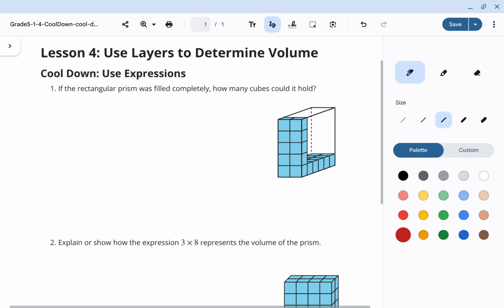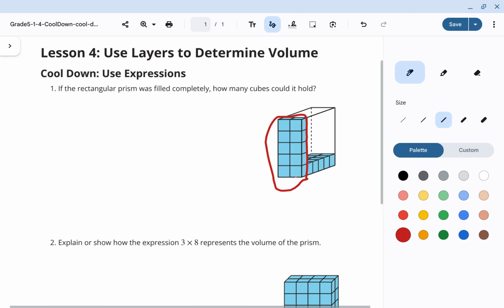Well, I am seeing some different ideas, some different dimensions in the prism in how it is filled with cubes so far, and we are going to use that to imagine if it was completely filled, how many cubes would it be holding? So the first thing that I want to think about is this particular layer that we see completely filled in. I want to use how many cubes are in this layer as my first number.